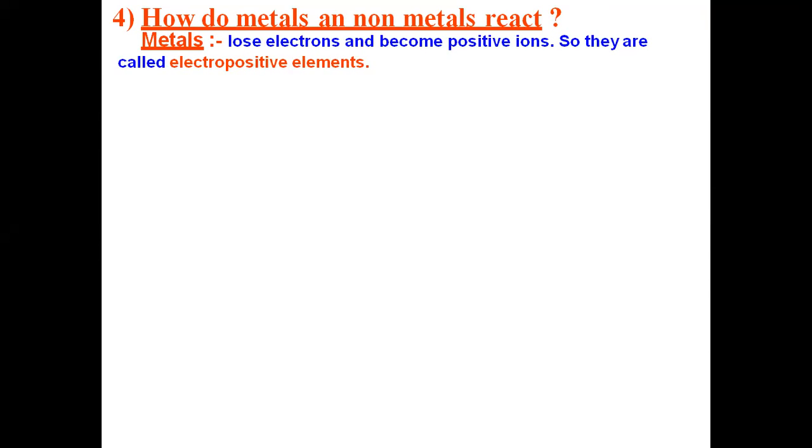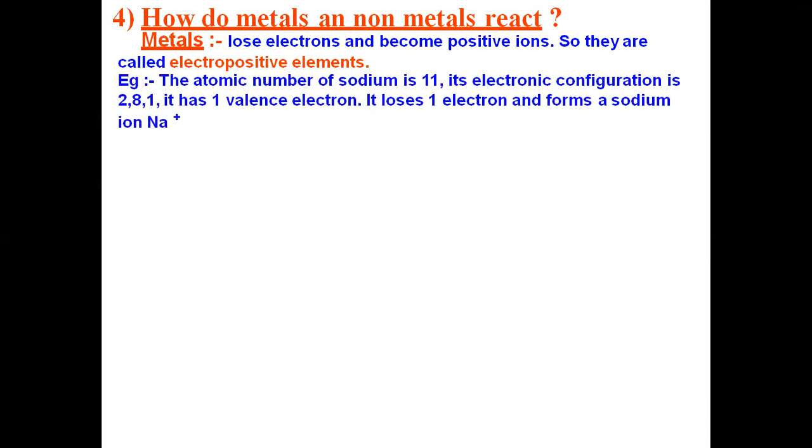Metals require less energy for the removal of electrons, so they easily lose electrons and become positive ions, and are called electropositive elements. We can consider the first example, sodium. What is the atomic number of sodium? 11. When you write the electronic configuration, you arrange it in K shell, L shell, M shell, right?